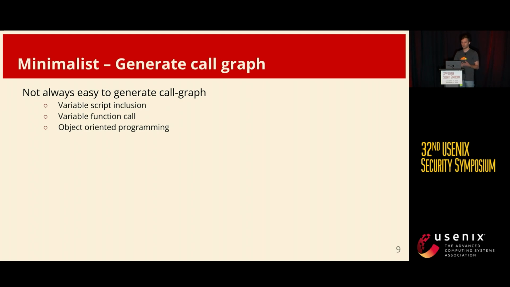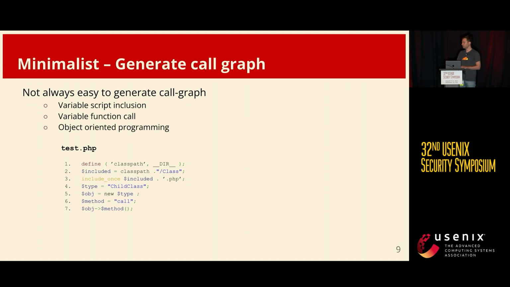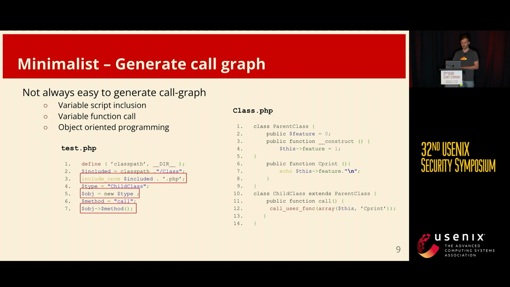And finally, we also had to have a static analysis that understands object-oriented programming to follow the functions or methods that are defined in parent classes. So to look closer at these issues, on the first line, we define a constant variable pointing to the current directory, and then through multiple string concatenations, we build a path to a local PHP file, which we then include. And similarly, we can define a variable named type and use that as the class name to instantiate a new class, or similarly define a method and use the variable as the target function.